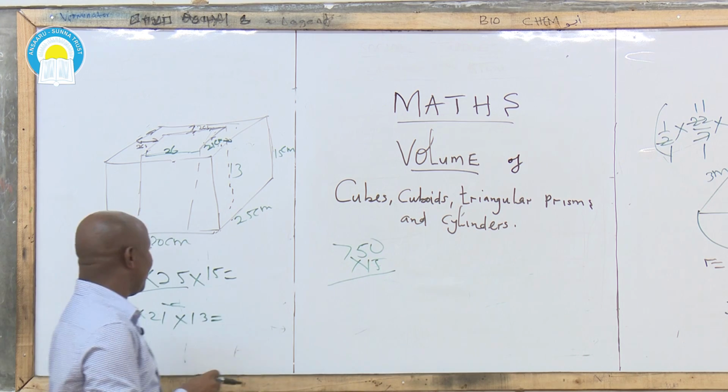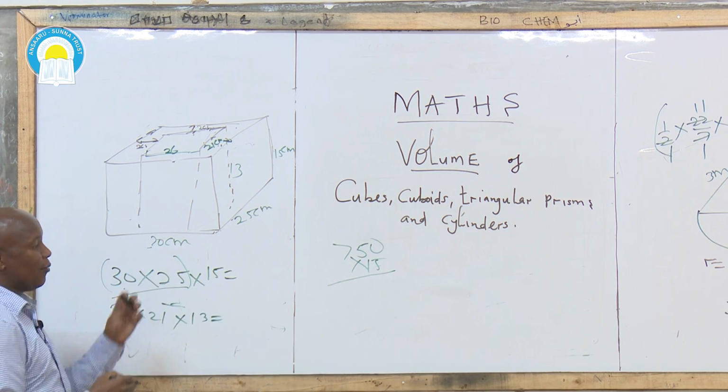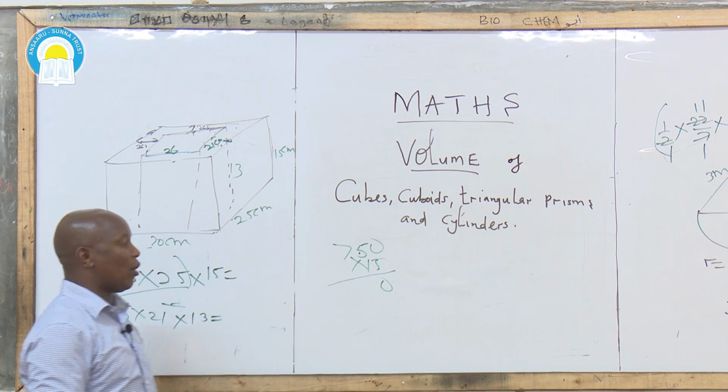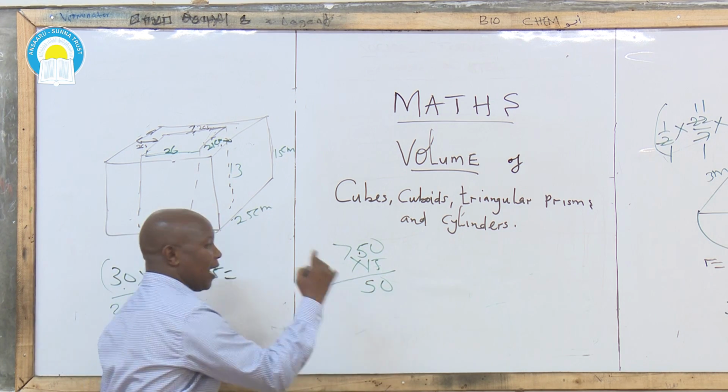I think I'm clean there. 30 multiplied by 25 is 750, then multiply times 15. This is 5 times 0, you get 0. 5 times 5 is 25. You have to write 5, carry 2.